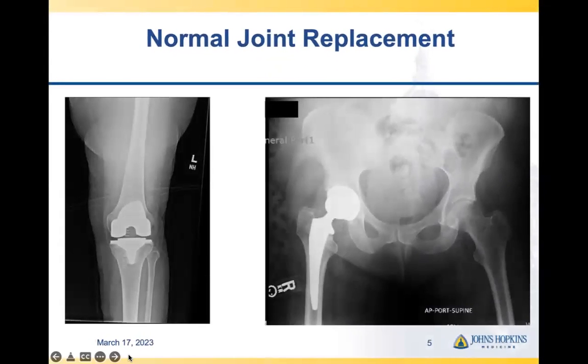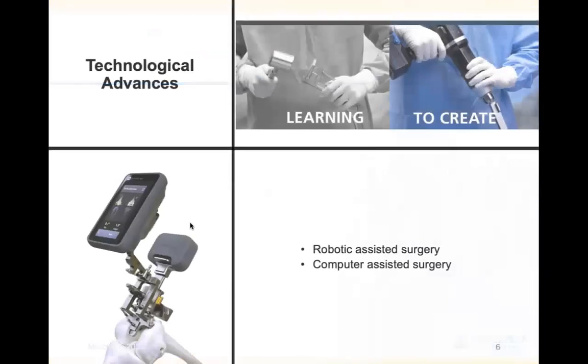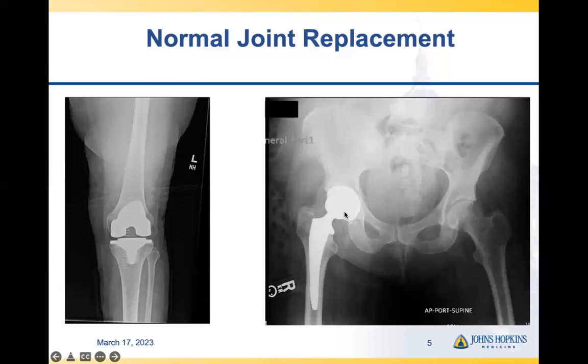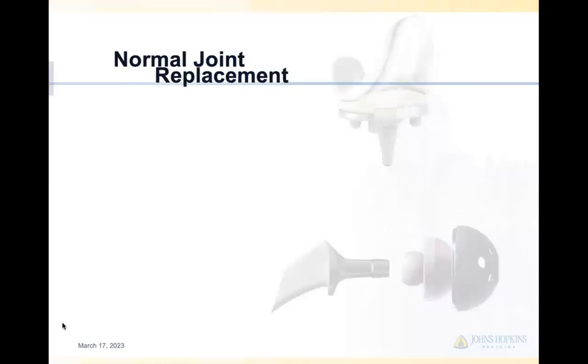This is what a normal joint replacement looks like inside a patient when you look at them using x-rays. On the left-hand side of the slide is a total knee replacement implant, where you can see the part that fits into the thigh bone and a part that fits into the leg bone. On the right-hand side is a total hip replacement, where you see a part that fits into the pelvic bone, which is the socket. You have a ball that snaps into the socket, and then you have a part that sits in the thigh bone. So this is what a normal joint replacement looks like.